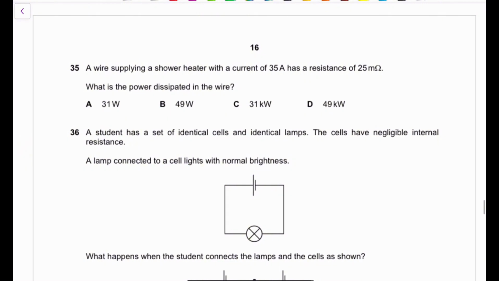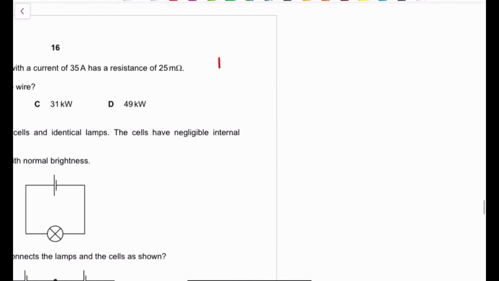We've been given a wire that supplies a shower heater with a current of 35 and has a resistance of 25. What is the power dissipated in the heater? What do we know? Guys, we know that power is equal to work done per unit time, okay?